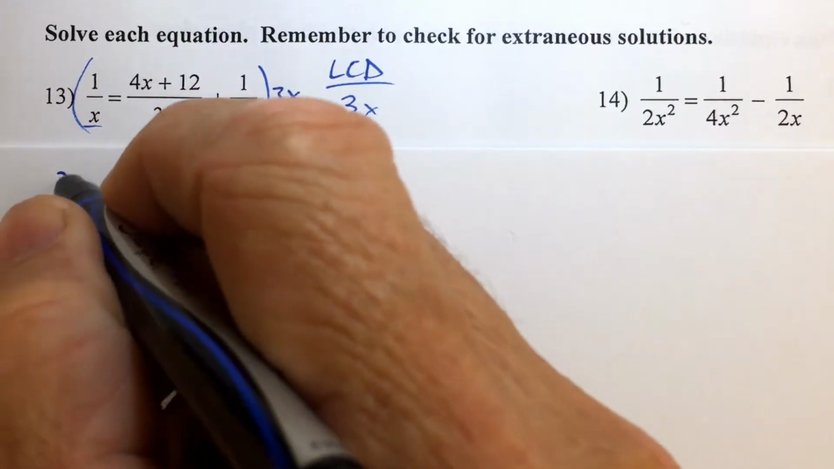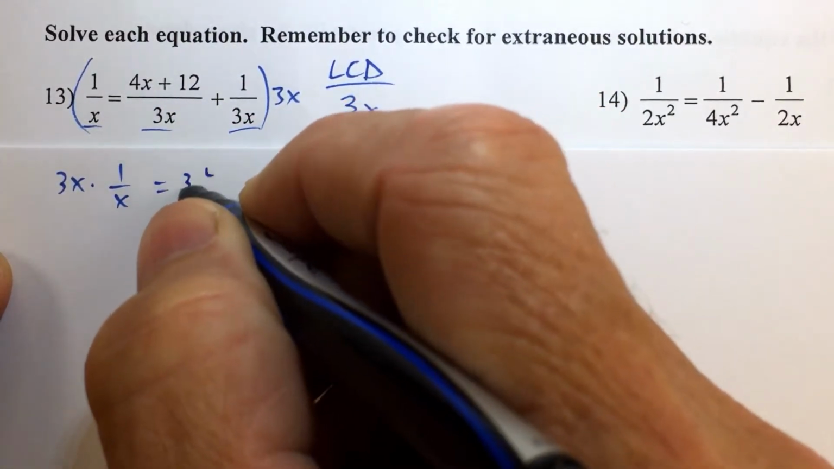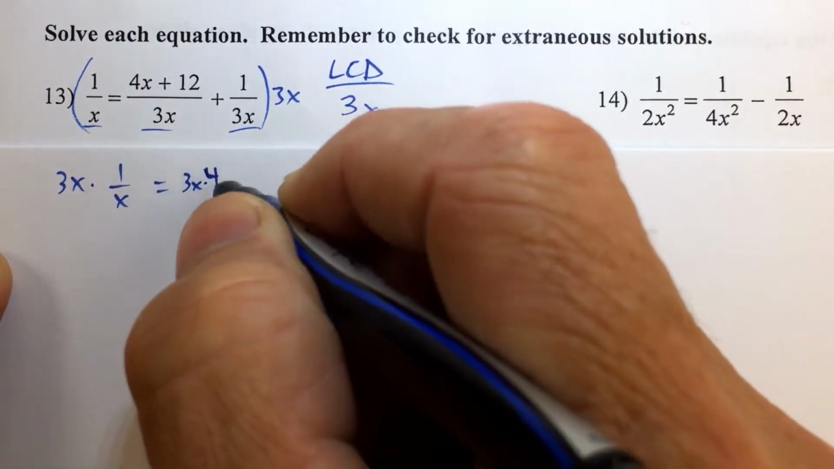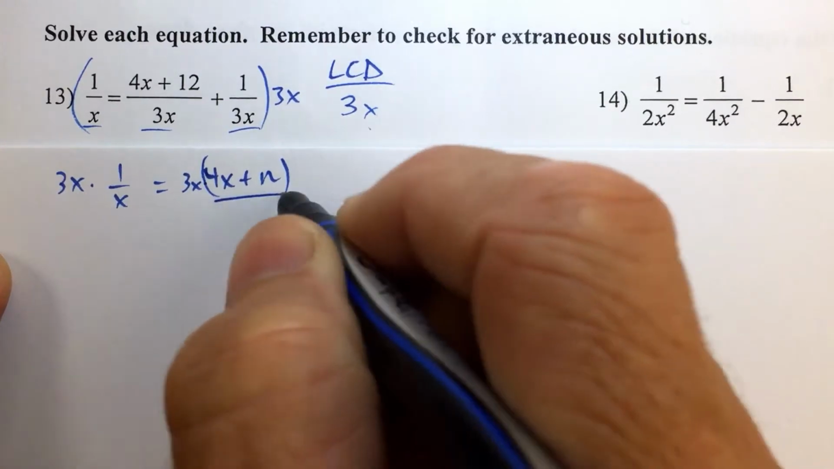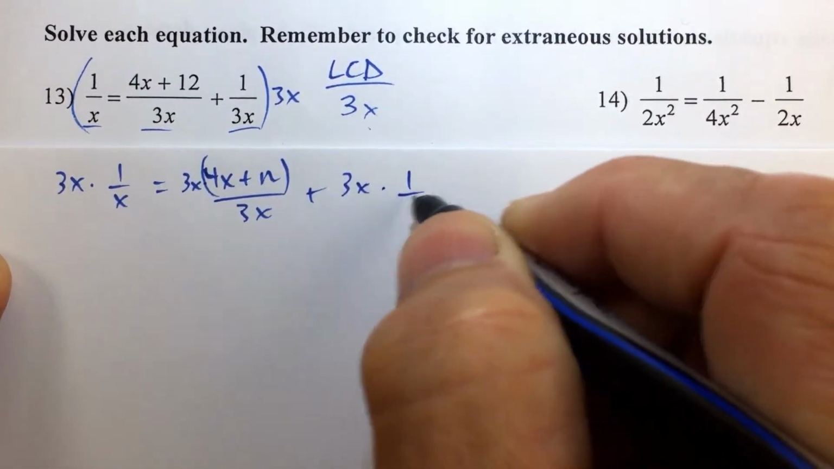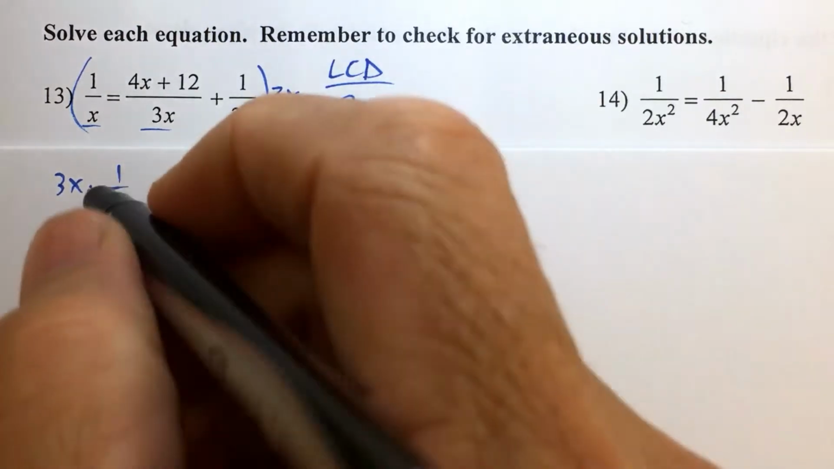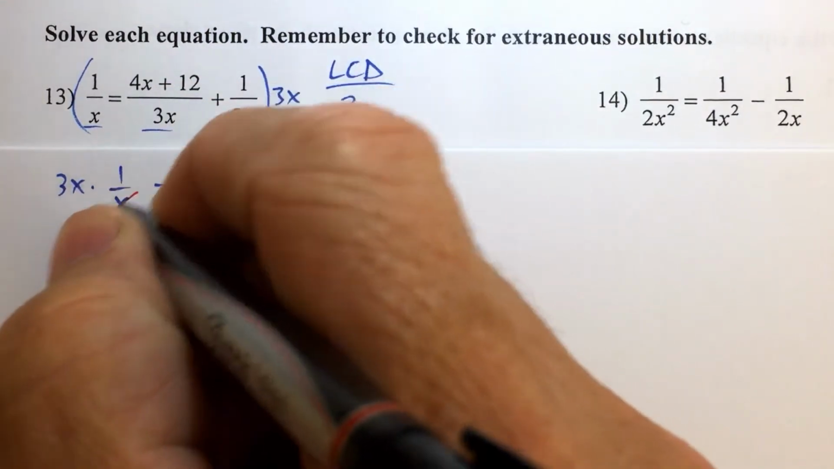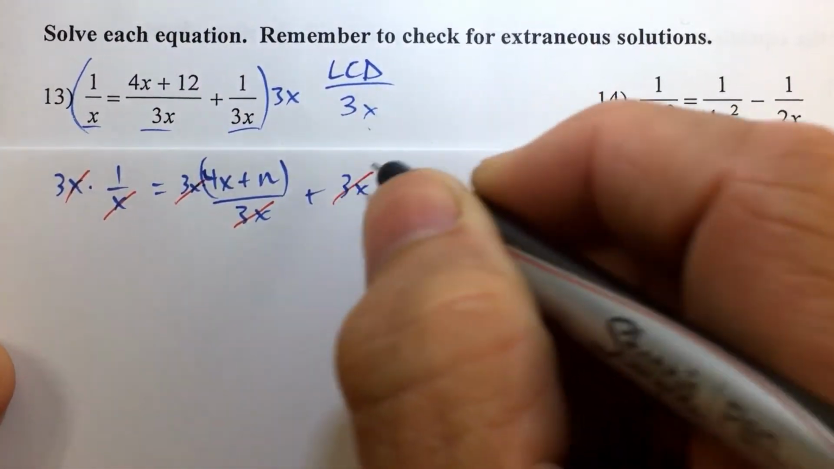Well, if we think about it, 3x times each of these fractions would mean this, 3x times (4x plus 12) all over 3x, and then plus 3x times 1 over 3x. So 3x times everything means exactly that, you're multiplying 3x by every single term. And what happens is, you multiply 3x times 1 over x, the x's cancel. Here the 3x's cancel. Here the 3x's cancel.